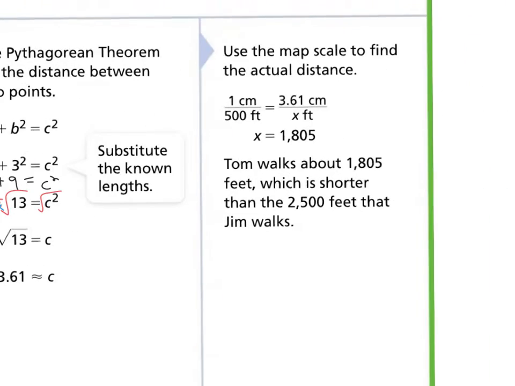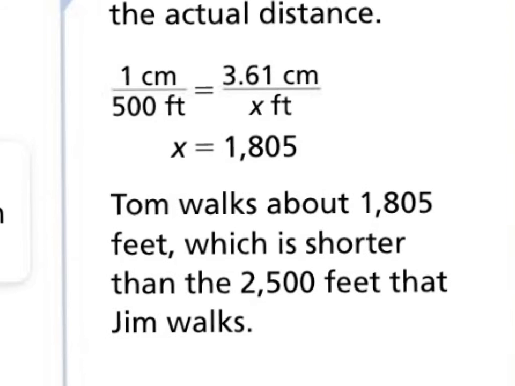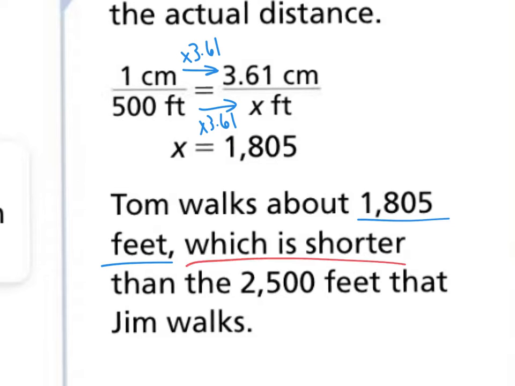And we could find exactly what distance that is. If 1 centimeter is 500 feet, we have 3.61 centimeters. So proportion here, multiplied by 3.61, and that would be about 1,805 feet. And that's less than the 2,500 feet that we found in the previous example.